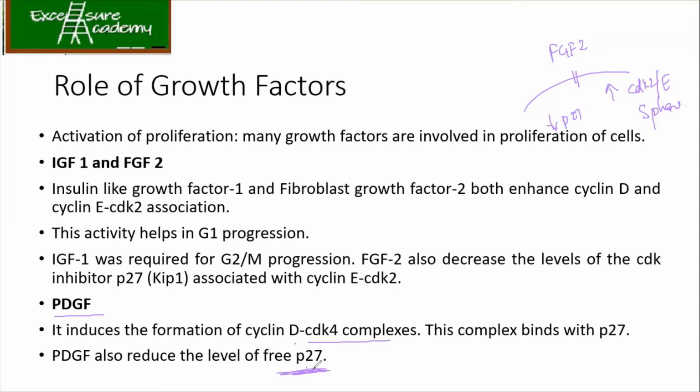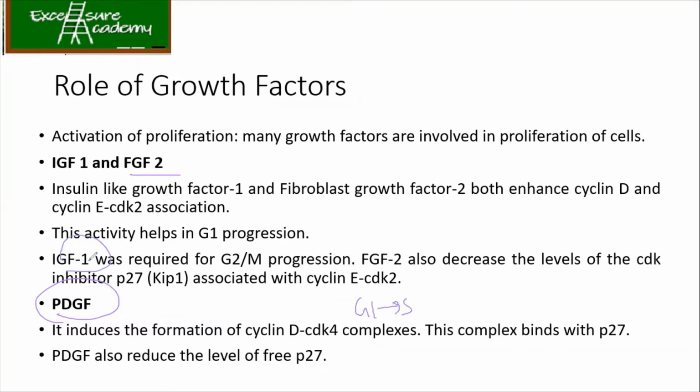तो इसका मतलब क्या? I am in G1. P27 रहेगा तो I will remain in the G1. So if I don't have P27 or it is decreased, then cyclin D CDK4 complex is free, it's active, and I can progress from G1 to S phase. So in short, how many growth factors? I mean, there are many, but FGF2 and your PDGF are helping, okay, in progressing from G1 to S. IGF-1 is helping in G2M progression.